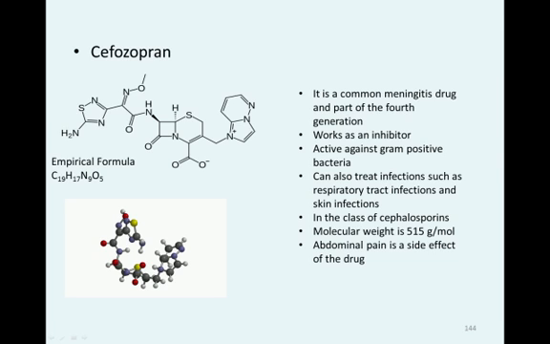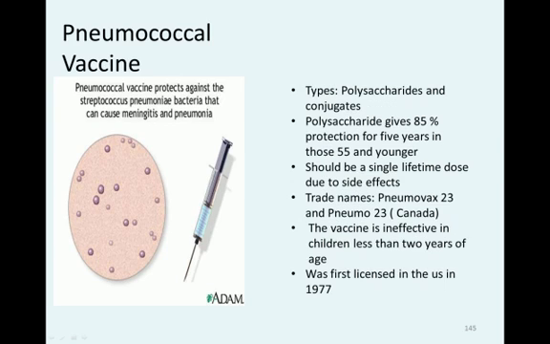Cefoxitin is a common meningitis drug that is part of the fourth generation of cephalosporins. It is active against gram-positive bacteria and can also treat infections such as respiratory tract infections and skin infections. Abdominal pain is a side effect of the drug.